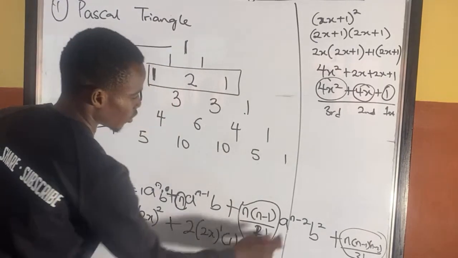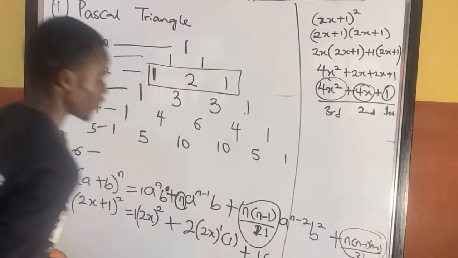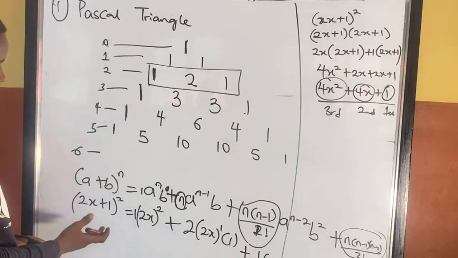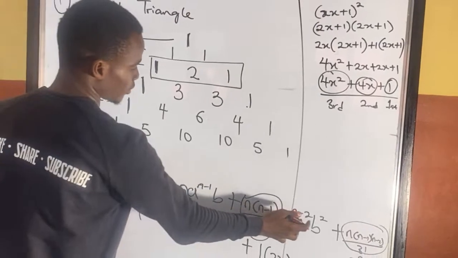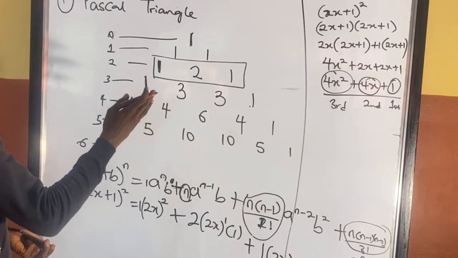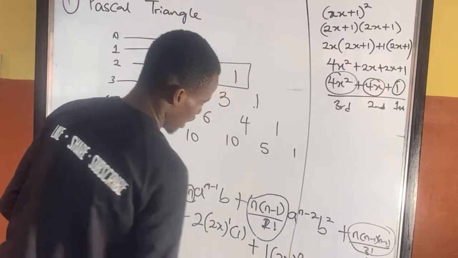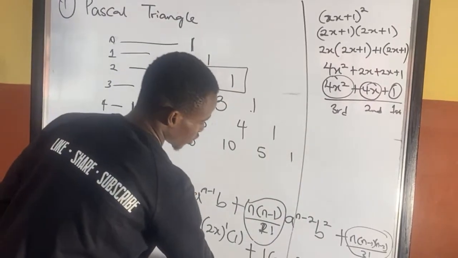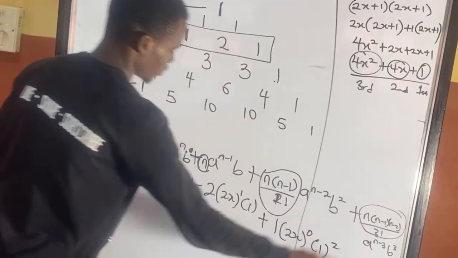In brackets. What's our a? 2x. Raised to the power of what? n minus 2. n minus 2 is what? 2 minus 2 is what? 0. And then we have b, right? What's b? 1. Raised to the power of 2. 1 raised to the power of 2 is still 1.